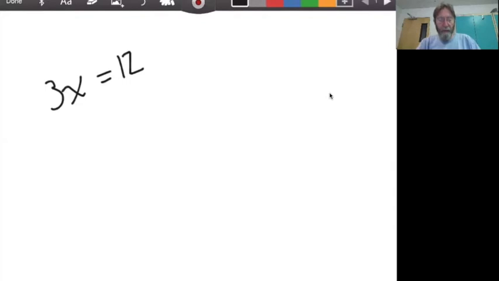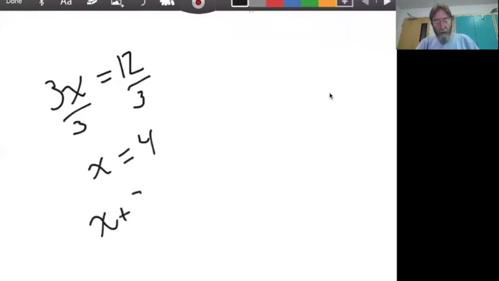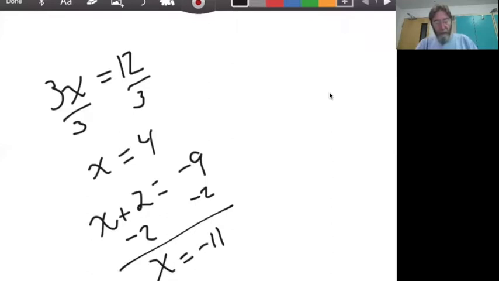When we have something like 3x equals 12, 3 times x, the opposite of multiplying by 3 is dividing by 3. So we divide both sides by 3, and it leaves us with just that x, because 3 over 3 is 1. When we had x plus 2 equals -9, we subtract 2 from both sides, because the opposite of adding 2 is subtracting 2. And we get x is equal to -11, because these two things become 0.